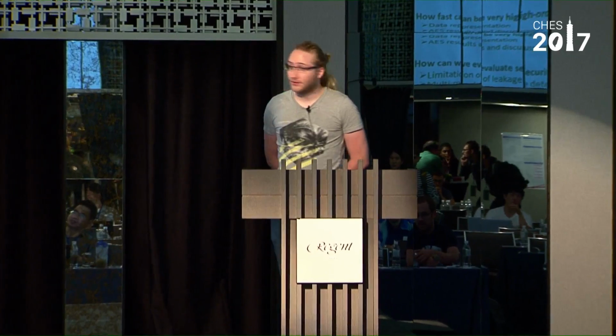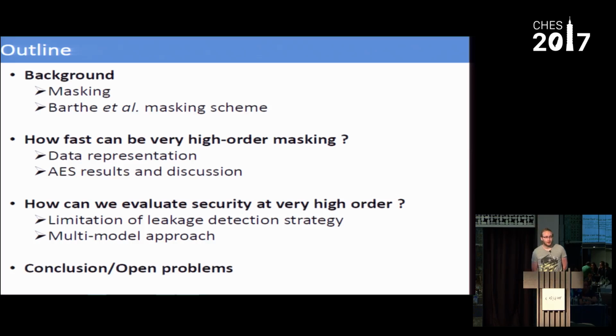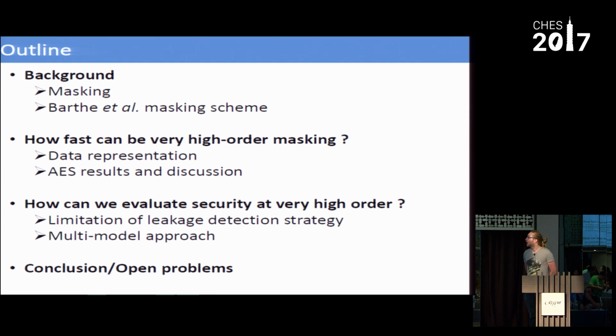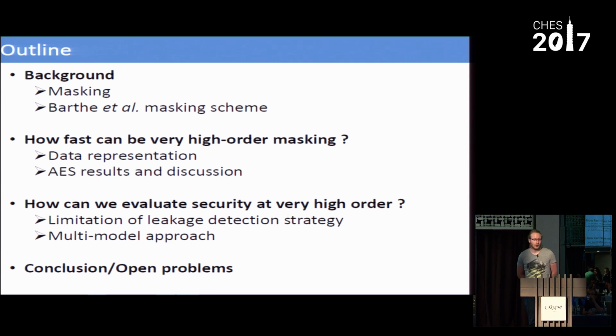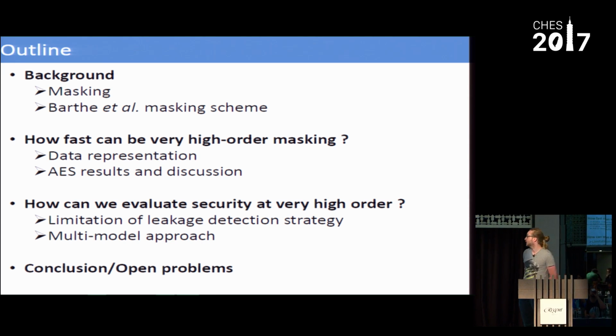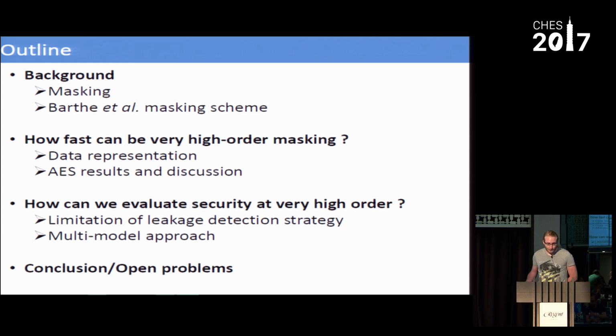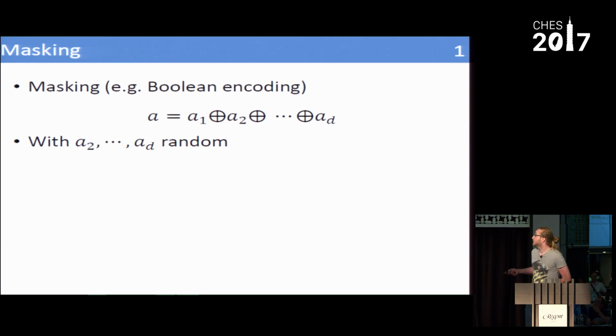So I will start my talk with a background about masking, and more specifically about the bar-total masking scheme. And then I will try to answer the two following questions. Is it possible to implement a very high order masking scheme quite efficiently? Very high will mean in this talk 32 shares. And the next question is how can we evaluate the security of such an implementation at such a high order?